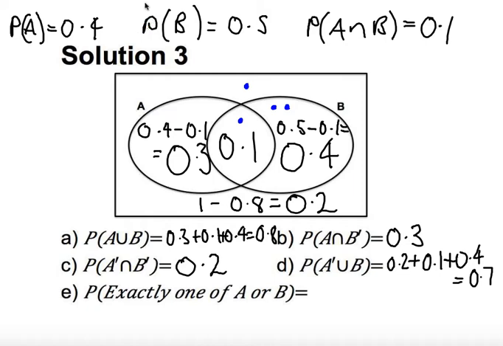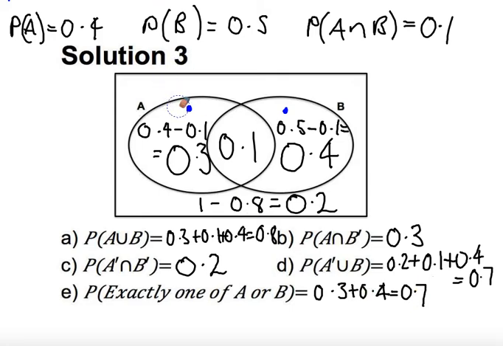Okay, I hope this is all making sense because we're now getting on to the final one. Finally, we want to find the probability of exactly one of A or B. So exactly A, just one of A but not both, is this region to the left of the intersect here. Exactly one of B is just this region to the right of the intersect here. So I'm looking at the total of those 2 regions, which is 0.3 plus 0.4, which is also 0.7.